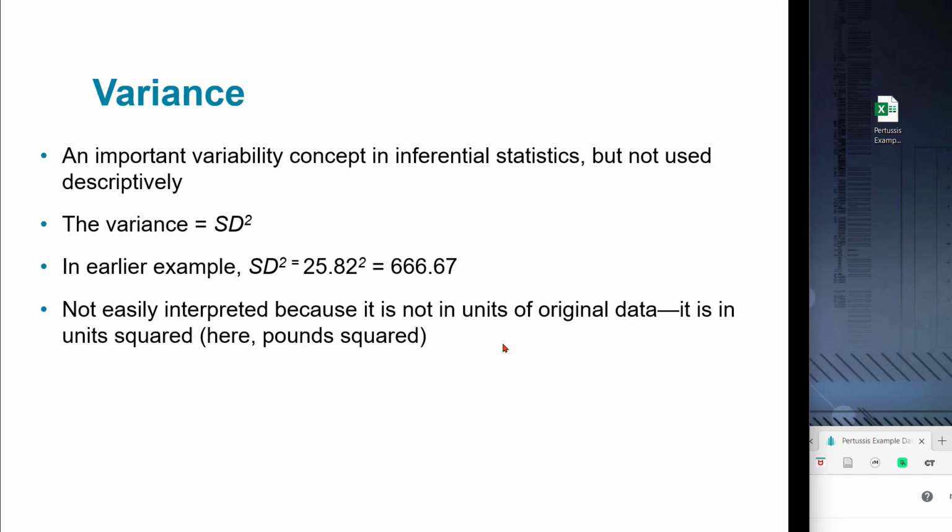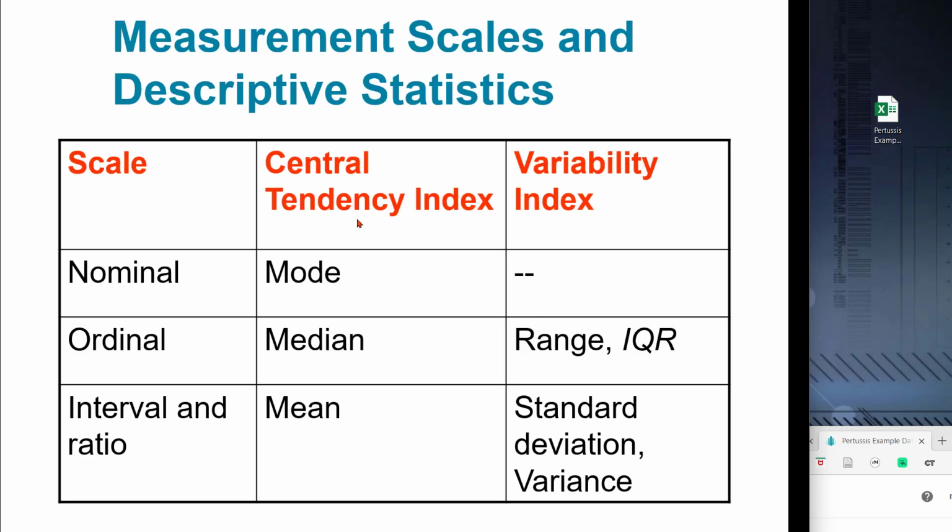Variance is another measure of variability. It's just the square of the standard deviation. It's not in units of the original data because it's in units squared. It measures the average squared deviation from the mean, giving an indication of how far the data points are spread out. In summary, the choice of central tendency and variability measures depends on the level of measurement of the data. As we go down the level of measurements here, each index can be used.